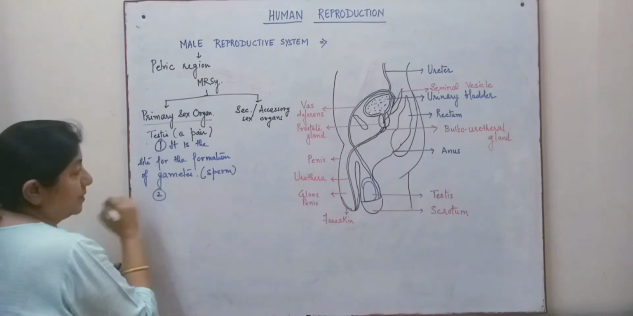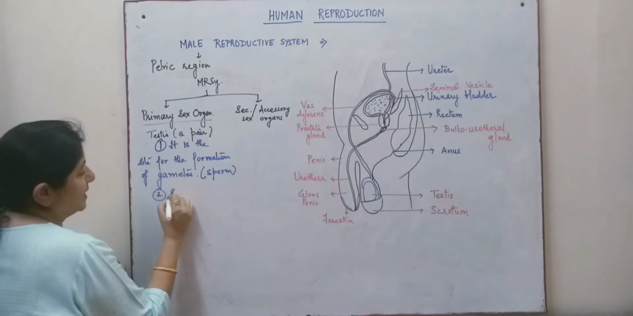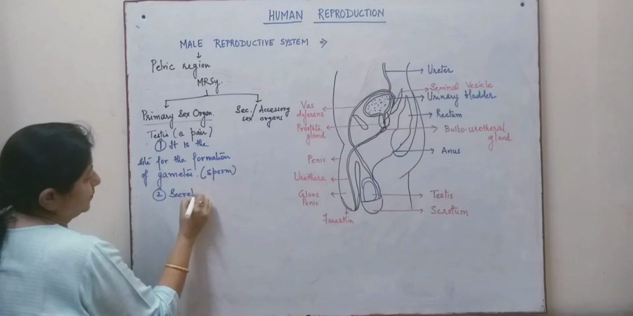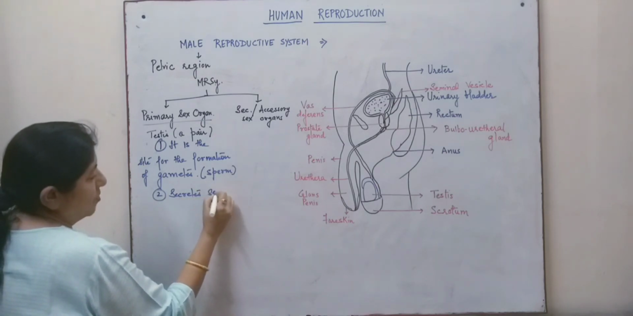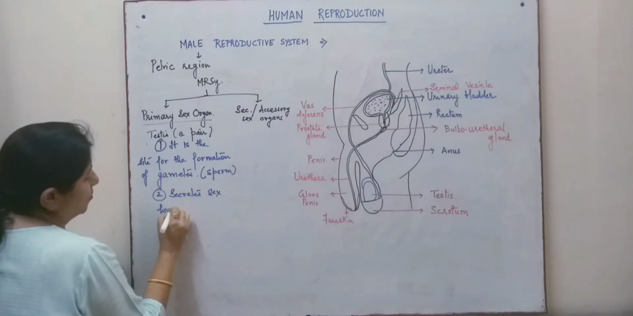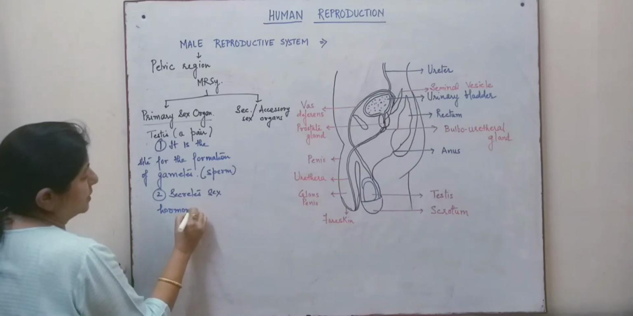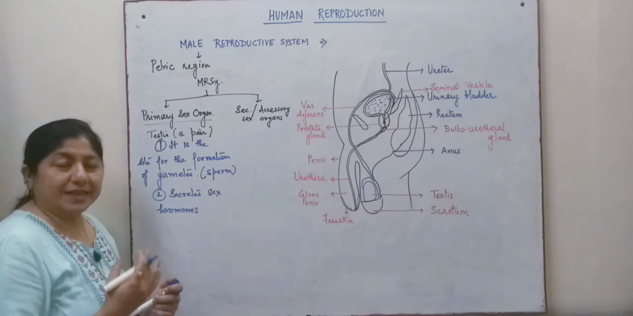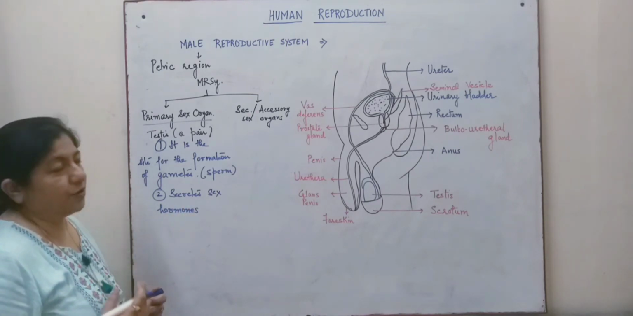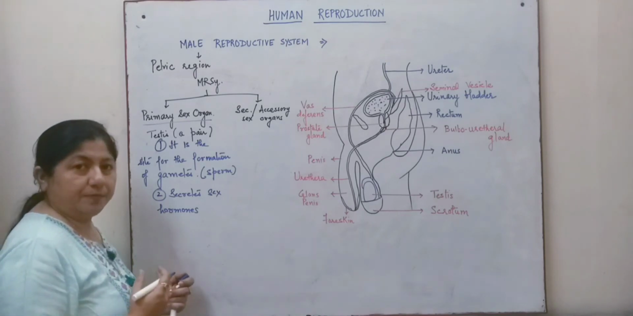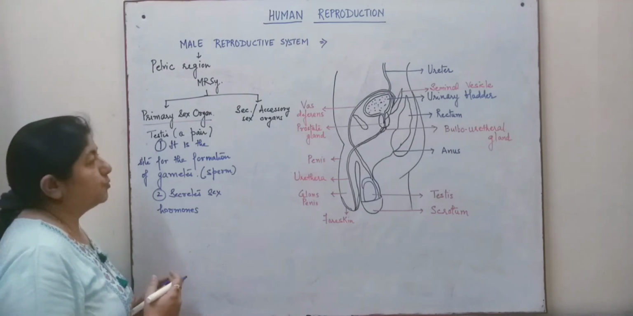The second important function: it secretes sex hormones, and these hormones are actually responsible for the secondary sexual characters which are found in the male, and these characters develop during puberty.